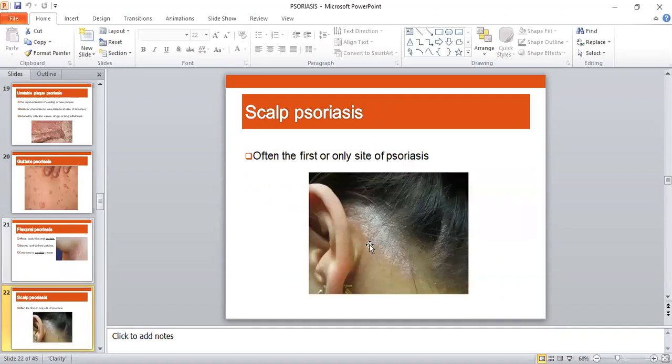This is scalp psoriasis, often the first or the only site of psoriasis, which usually presents in this manner. You can see this border of whitish silvery scales all over the hair. It looks like seborrheic dermatitis, but it involves the whole of the hair and all of the head, even the scalp margins. I have shown you this scalp margin because of the scalp psoriasis involvement. Usually margins are not involved in scalp seborrheic dermatitis, but it seems to be the same pattern.